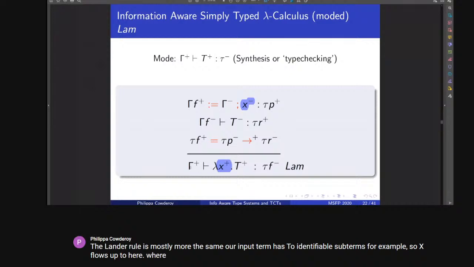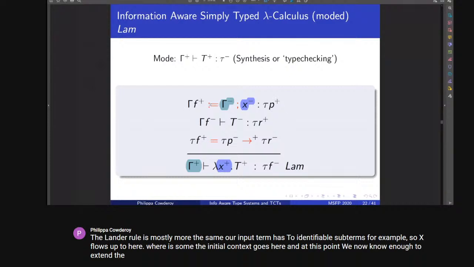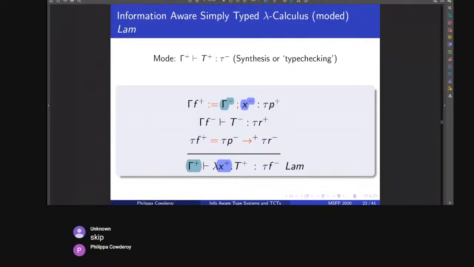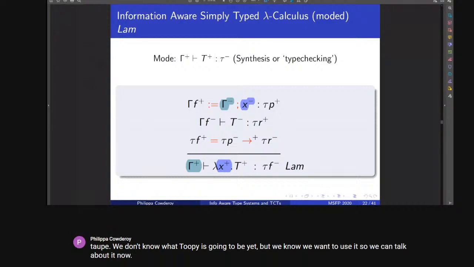Whereas the initial context goes here, and at this point we now know enough to extend the context into a new one, introducing tau p. We don't know what tau p is going to be yet, but we know we want to use it, so we can talk about it now. Then our extended context flows down here, where we're about to type check the body of the lambda.